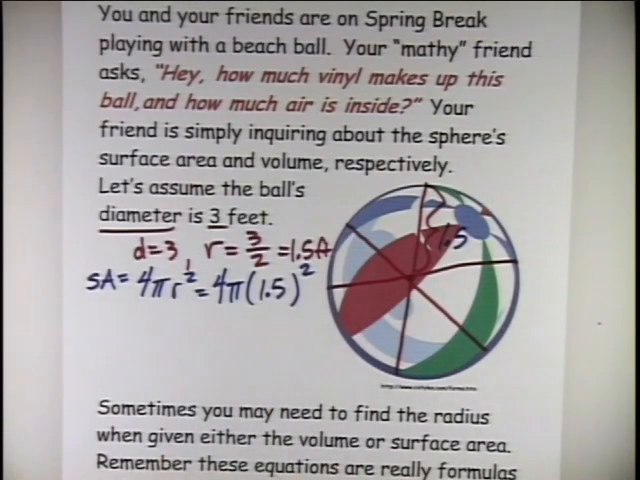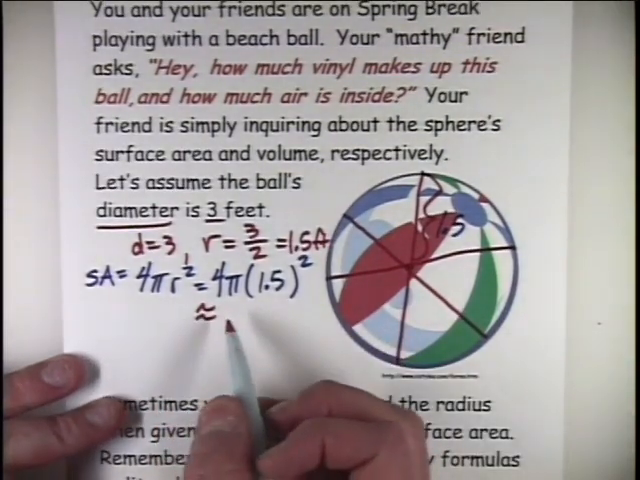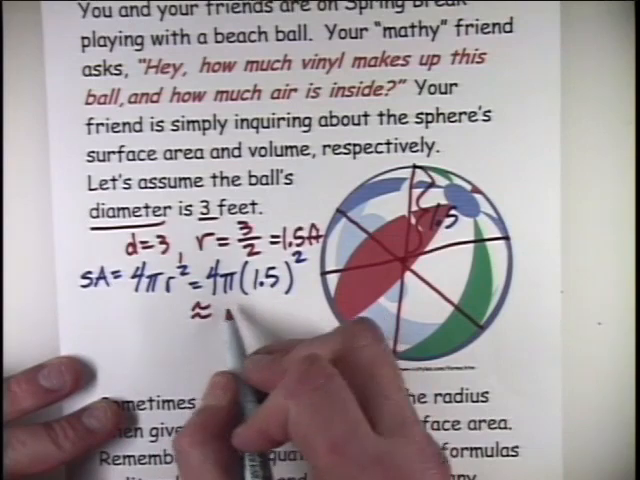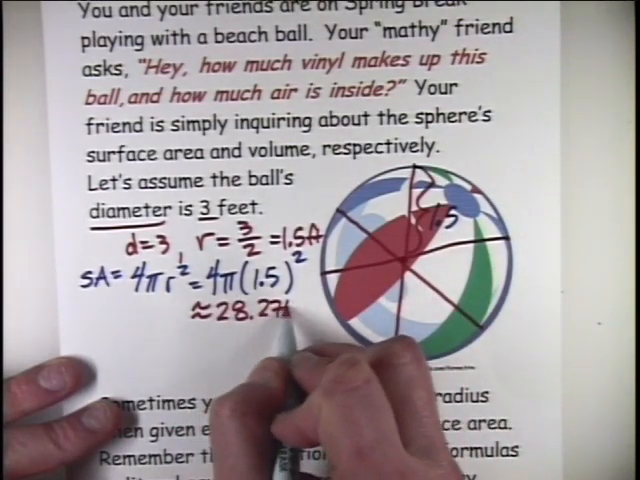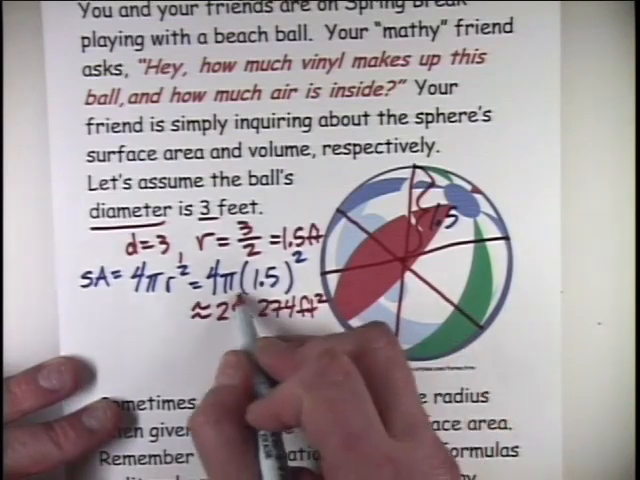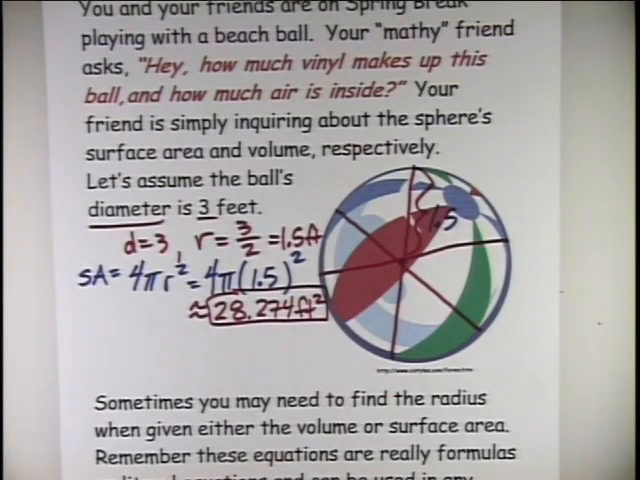Now it's time to chug, and that's where the calculator helps you. Pi is irrational, so I'm going to put an approximation symbol here, but you punch it all in, and you'll get 9 pi, which is about 28.274 square feet. That's the amount of vinyl material that is used to produce this beach ball.